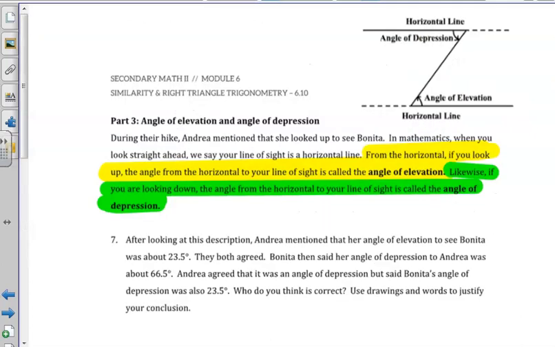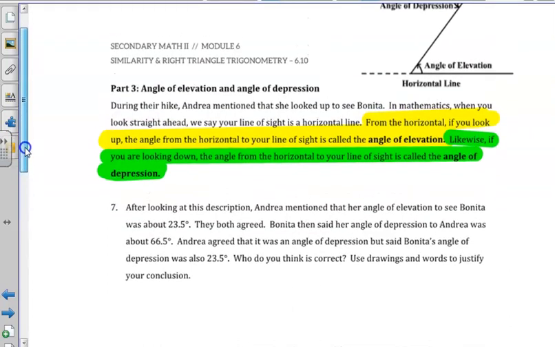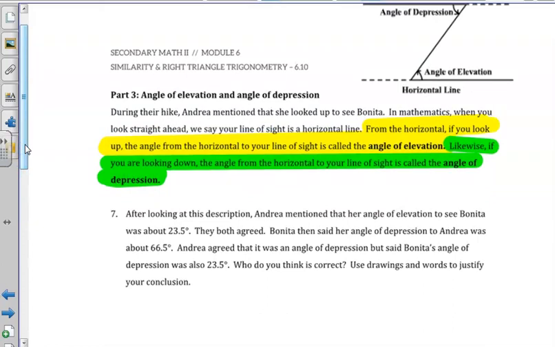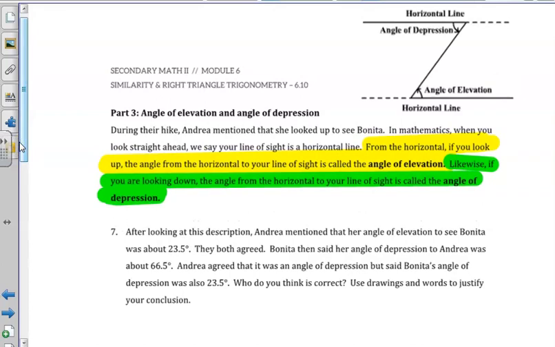In part 3 of this lesson, we are told the difference between an angle of elevation and an angle of depression. An angle of elevation is from a horizontal line. I'm going to highlight here. Here's my horizontal line. If you look up from the horizontal to your line of sight, that angle in between the horizontal and the line of sight will be the angle of elevation. Likewise, if you are looking down, the angle from the horizontal to your line of sight is called the angle of depression.